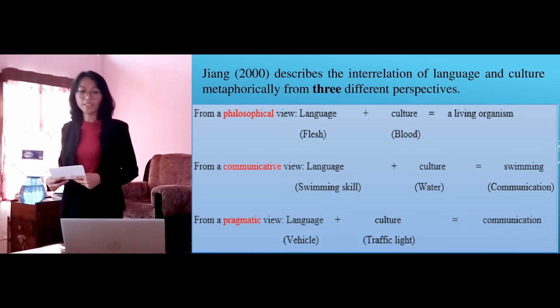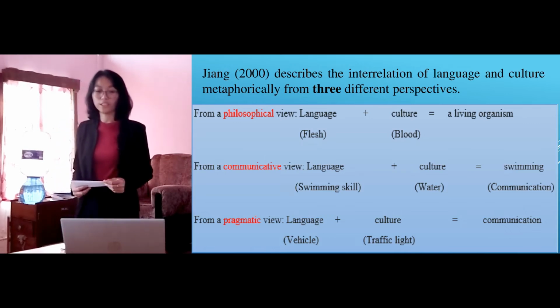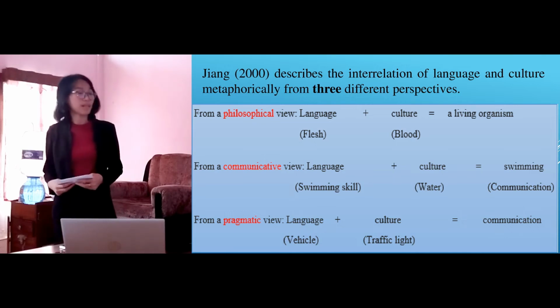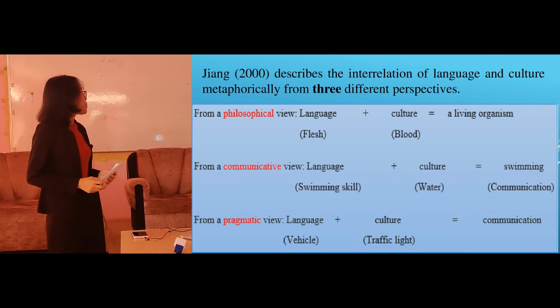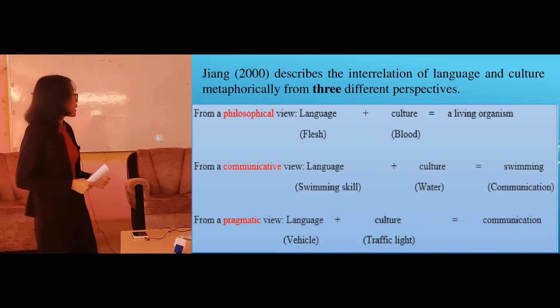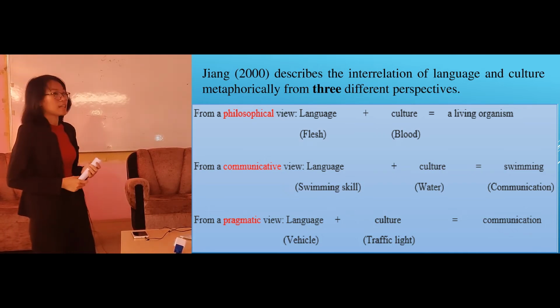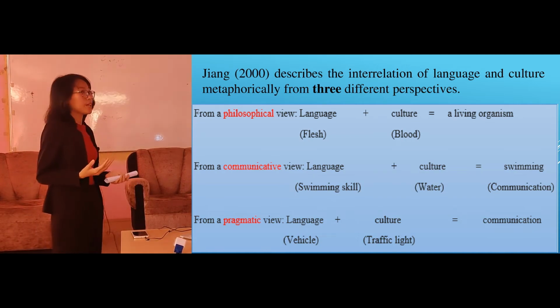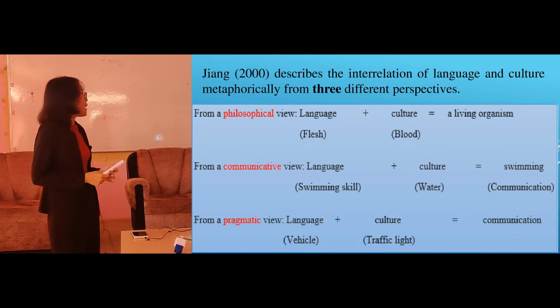In 2000, Jiang described the interrelation of language and culture metaphorically from three different perspectives. The first perspective is from the philosophical view. Here, language and culture create a living organism. So, without culture, language would be dead, and without language, culture would be shapeless.